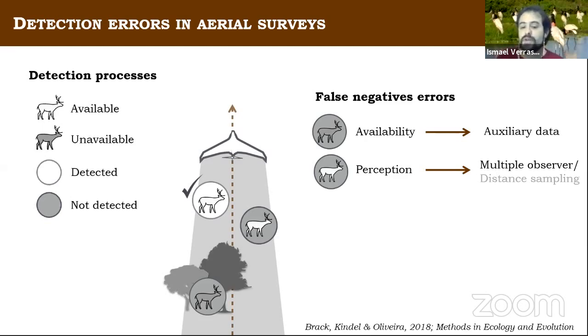The common approaches to address these errors in aerial surveys are using auxiliary data for addressing availability, and multiple observer protocol or distance sampling for perception error.